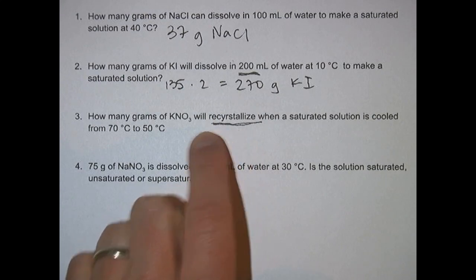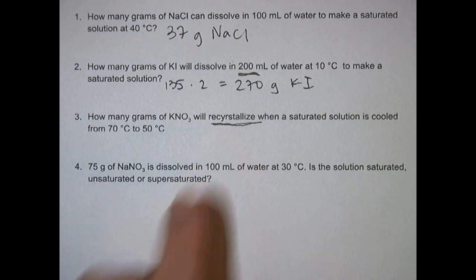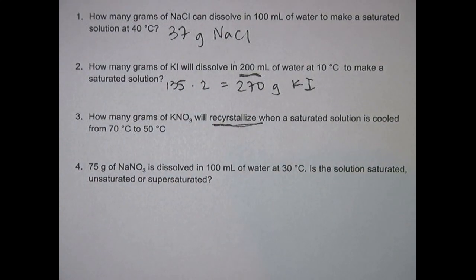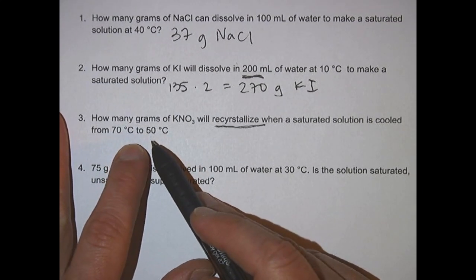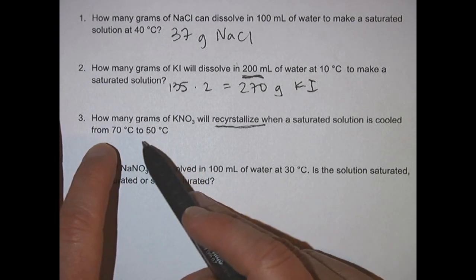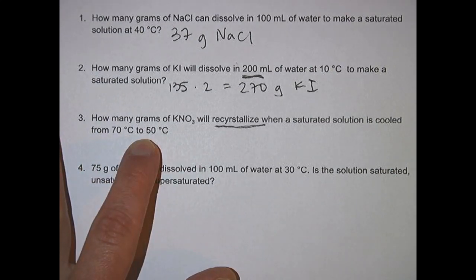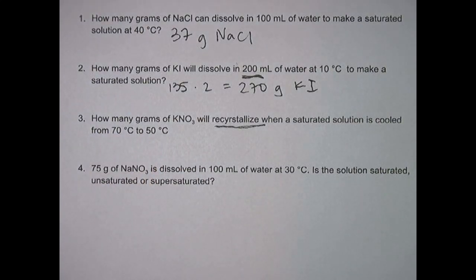So what it does is, potassium nitrate recrystallizes into a solid. Recrystallize means go from being dissolved in solution back to being a solid. So how many grams will recrystallize when it's saturated at 70 and it cools down to 50? What you do is just find these two numbers and subtract them.